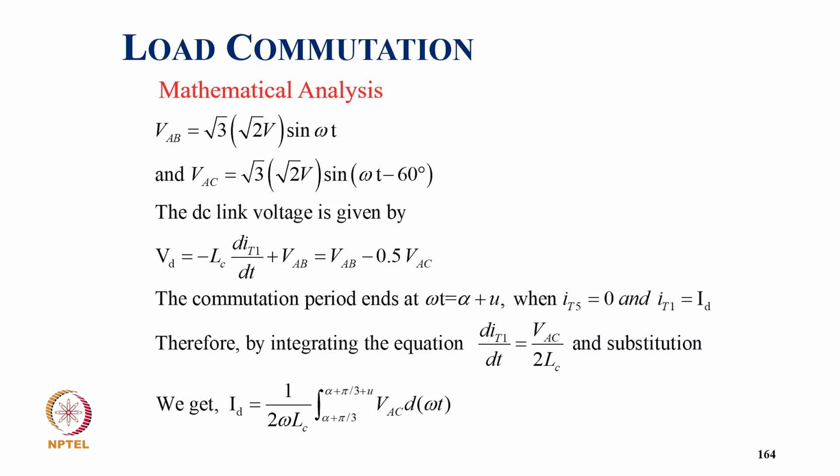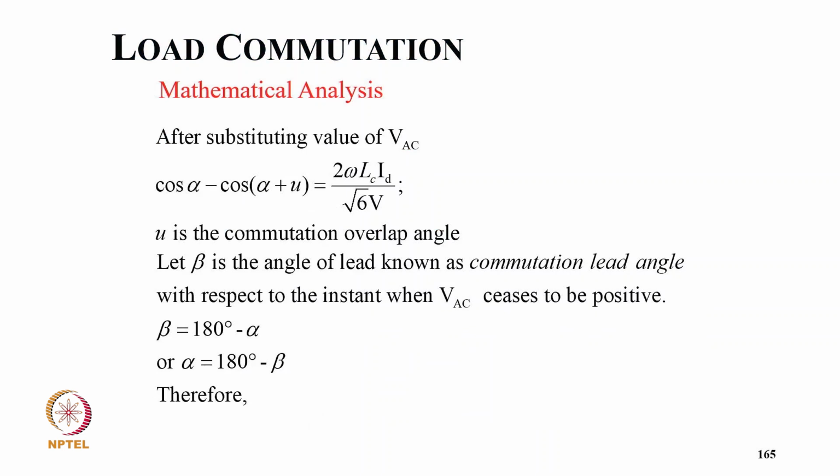The DC link voltage is given by VD equals minus Lc dIT1/dt plus VAB, equal to VAB minus 0.5 VSC. The commutation period ends at omega t equal to alpha plus mu, where IT5 equals 0 and IT1 equals ID. Therefore, by integrating the equation dIT1/dt equals VSC upon 2Lc and substituting, we get ID equal to 1 upon 2 omega Lc times the integral from alpha plus pi by 2 to alpha plus pi by 3 plus mu of VSC d omega t. After substituting the value of VAC, cos alpha minus cos(alpha plus mu) equals 2 omega Lc ID upon root 6 V.